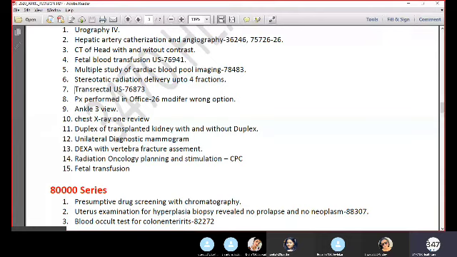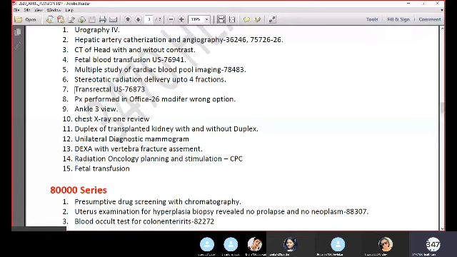Then when will you use modifier 26? When the ultrasound or imaging is done by someone else, and the ordering physician reviews it and has interpreted the report. So the physician provides interpretation and report of the radiological or pathological results, then we need to add modifier 26. It is for the interpretation, not the pathologist's, radiologist's, or technician's interpretation.